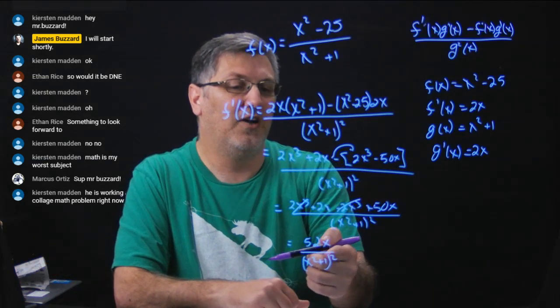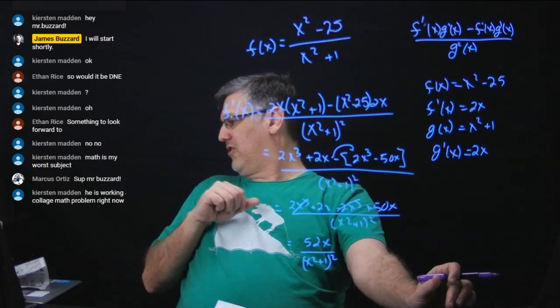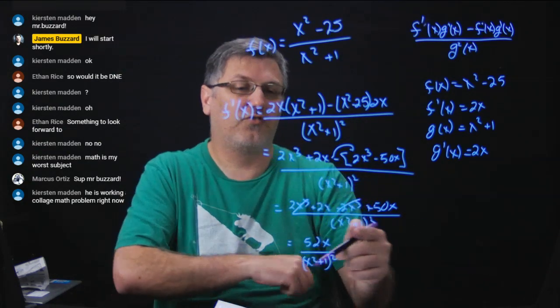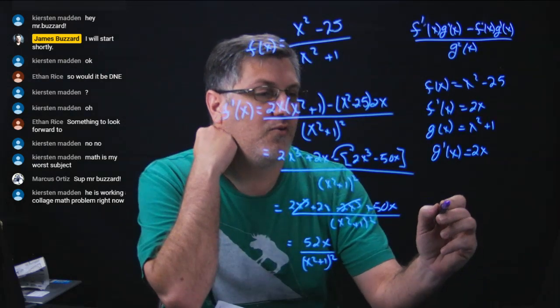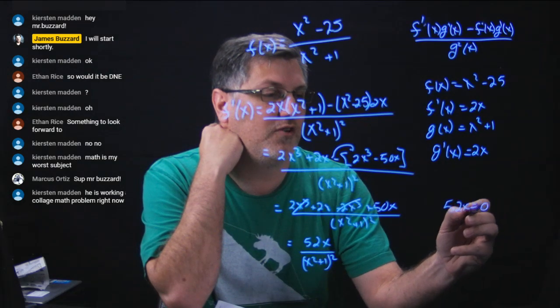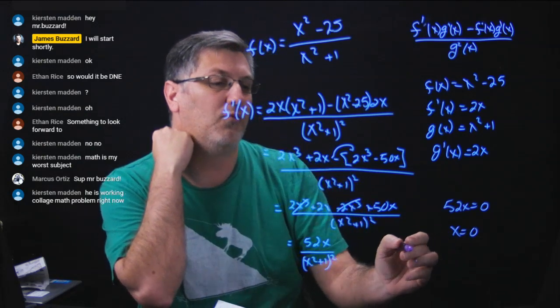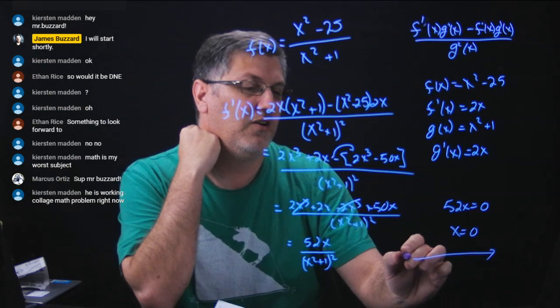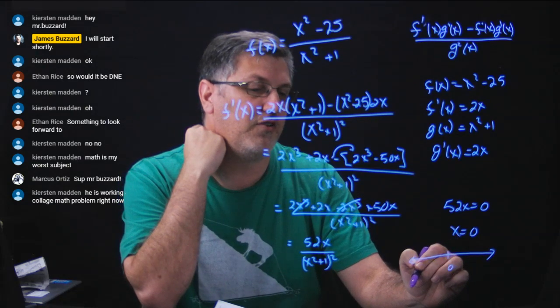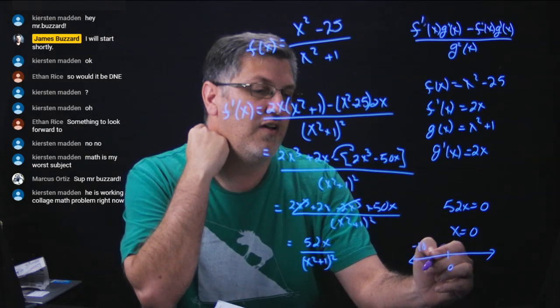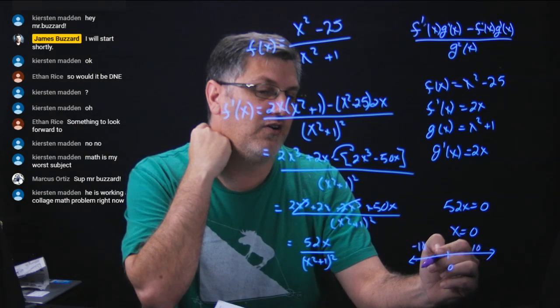Let's see. From here, it asks for the critical numbers, just like before. So just take this, set it equal to 0. We have 52x equals 0. Last time I checked, x equals 0. That's my inflection point. To see where it's increasing or decreasing, do the first derivative test. Put your 0 here. Pick a number easy to do math with over here. Let's do negative 10. And let's do 10 over here to do math with.